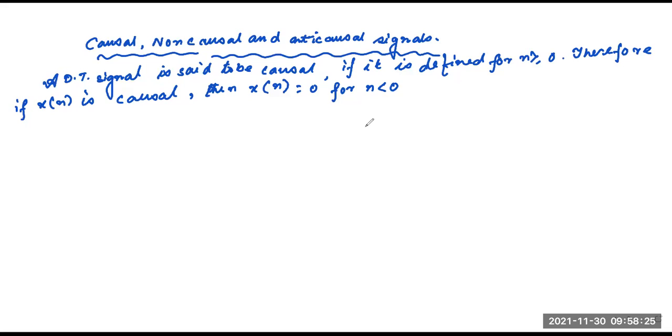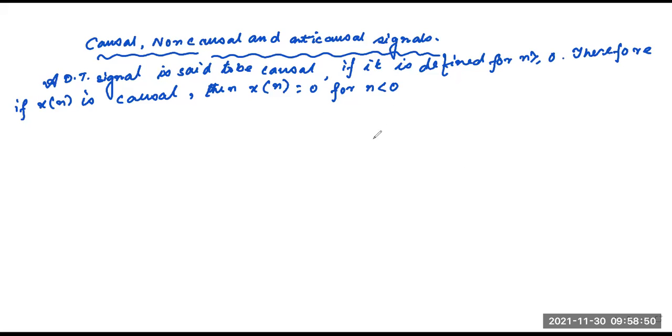And the last is the non-causal signal. Non-causal signals are two-sided sequences. That means they can hold for n lesser than or equal to 0, or for n greater than 0. Take this into consideration for a non-causal signal.